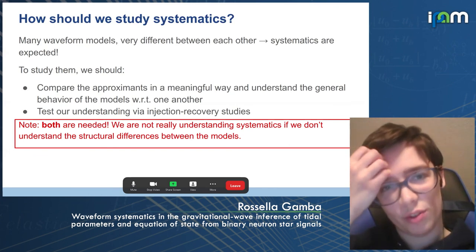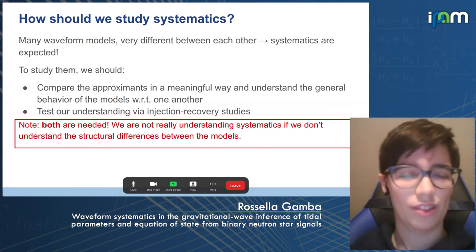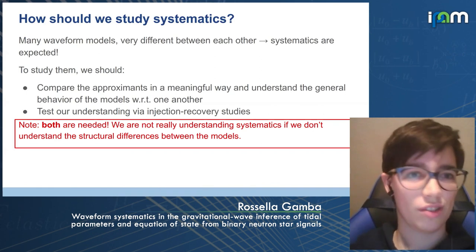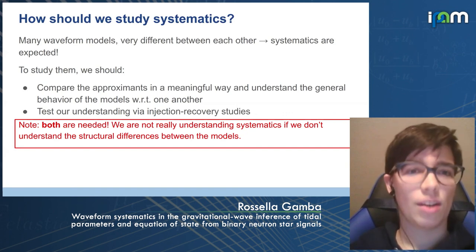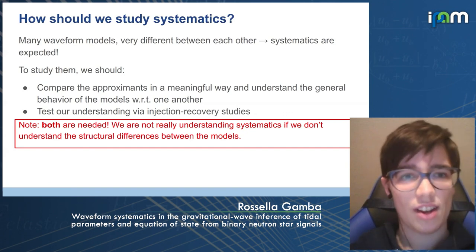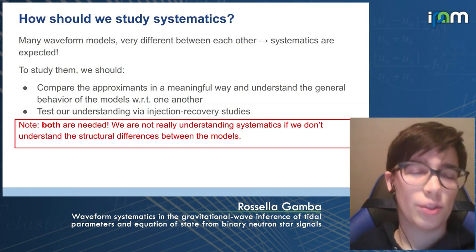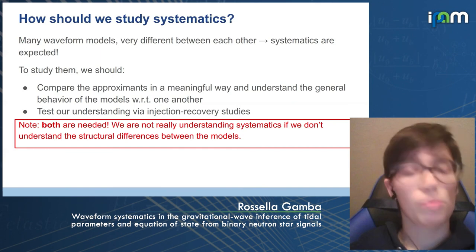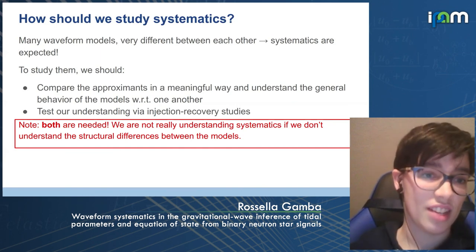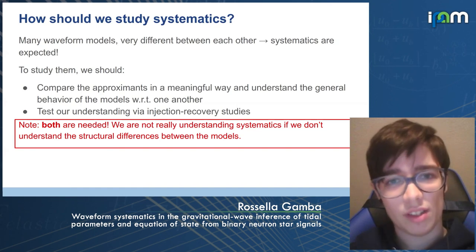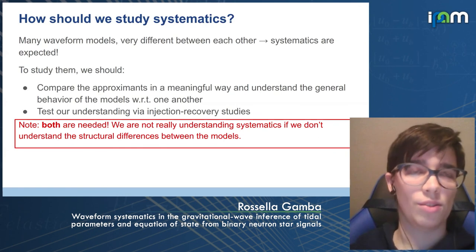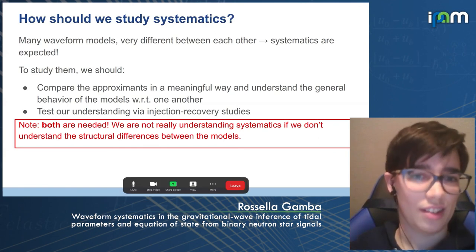And before actually showing you results and launching into discussions about whether we will be able to recover the equation of state and at which, you know, precision, I think that we should really just sit down one second and think about how we should study this. Because in principle, we can just start doing a very large number of injection and recovery studies. However, if we do just that, we observe systematics, but we do not understand them, right? So we need to also compare the approximants in a meaningful way and understand their general behavior with respect to one another. And to do this, you need to do just some, let's say, theoretical studies, in a sense.